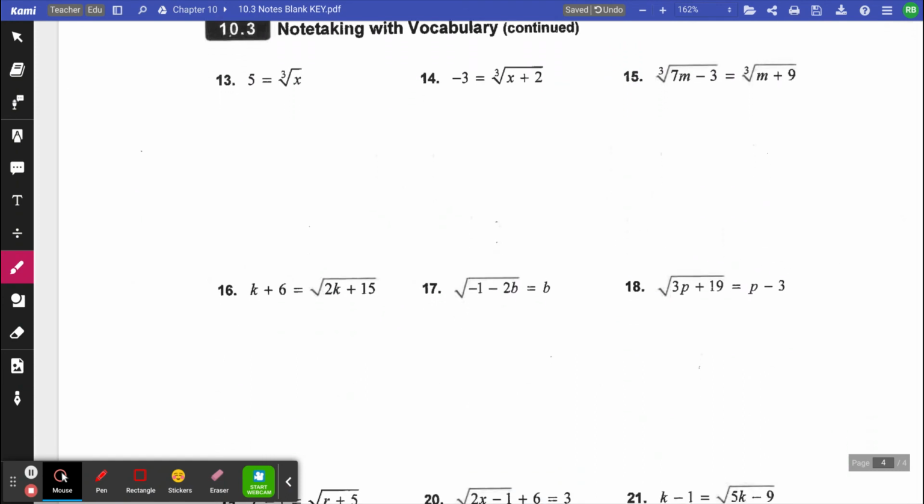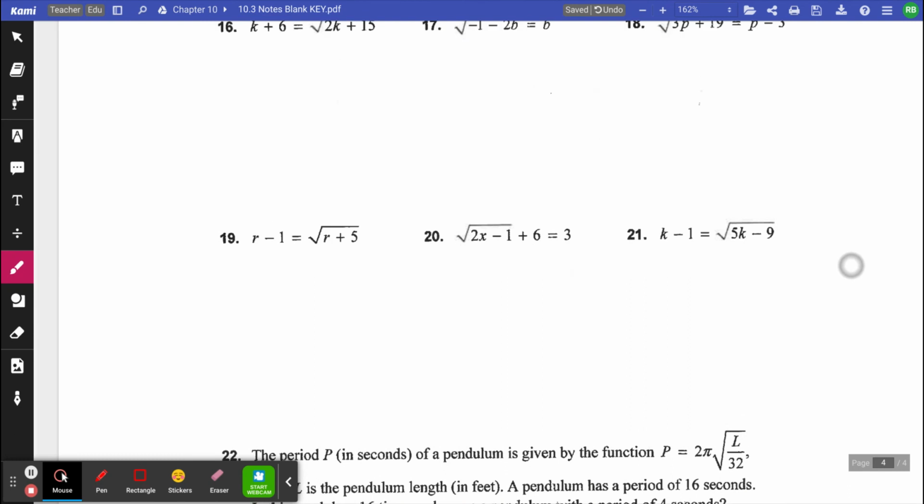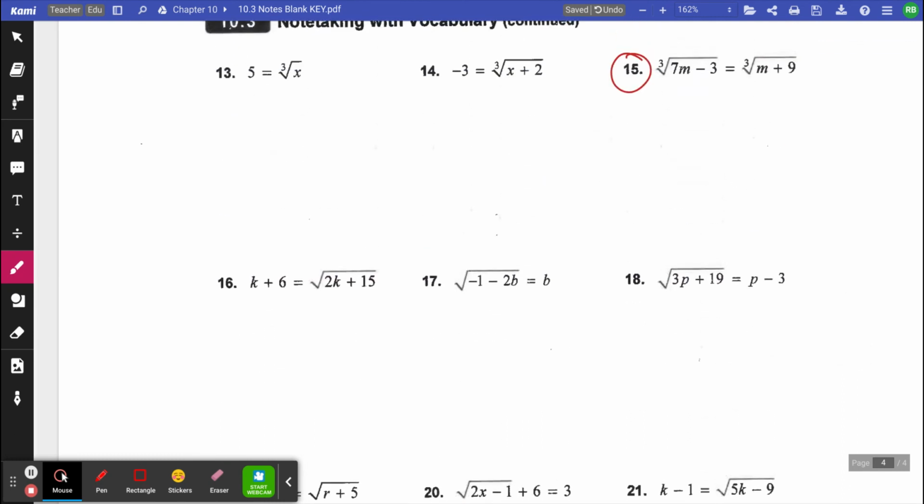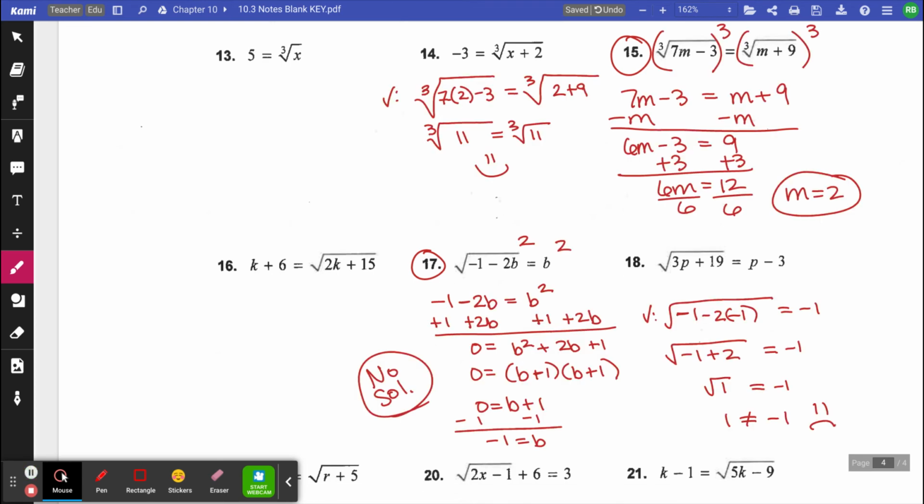So let's just do a couple more on your notes. Let's do number 15, and how about we look for number 17. So go ahead and pause the video, and one is a cube root, the other one we are dealing with extraneous solutions. Always look for those. Okay, so here are your answers for number 15. Hopefully you got m is equal to 2.